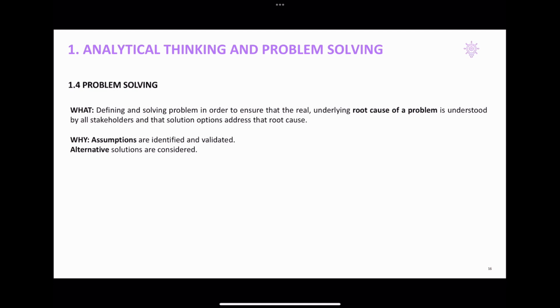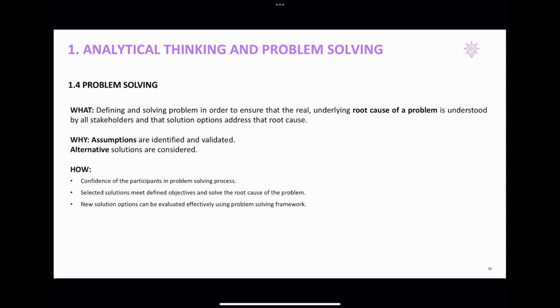How do you go about problem solving? First, have confidence of the participants in the process itself. Ensure everyone understands what the problem is and what you are even trying to solve. Second, ensure that the selected solution meets the objectives and you actually are solving the root cause to which you had arrived earlier. Look at any new solution options that you have. Try to evaluate them. See if some frameworks work around it.